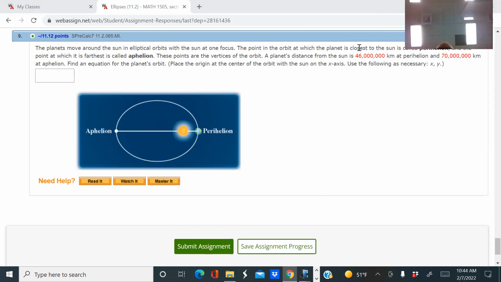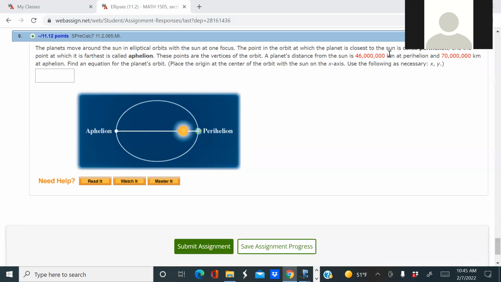So here we're told some particular unnamed planet. Its distance from the sun is 46 million kilometers at perihelion when it's close, and 70 million kilometers at aphelion when it's further apart. This is going to be highly exaggerated, because for most planets their elliptical orbits are pretty circular, so their perihelion and aphelion are not that different. This is a pretty big difference here.